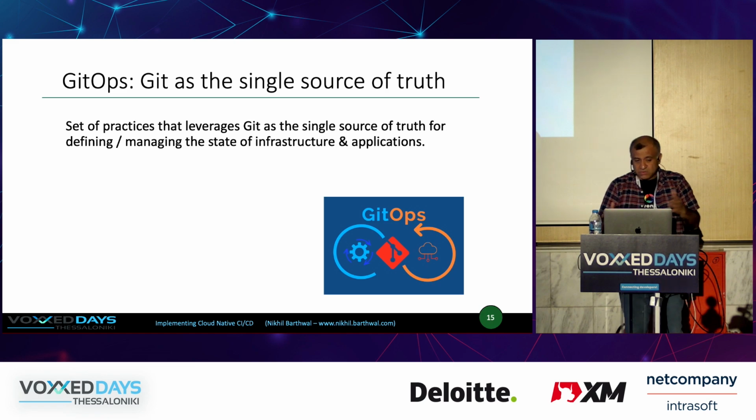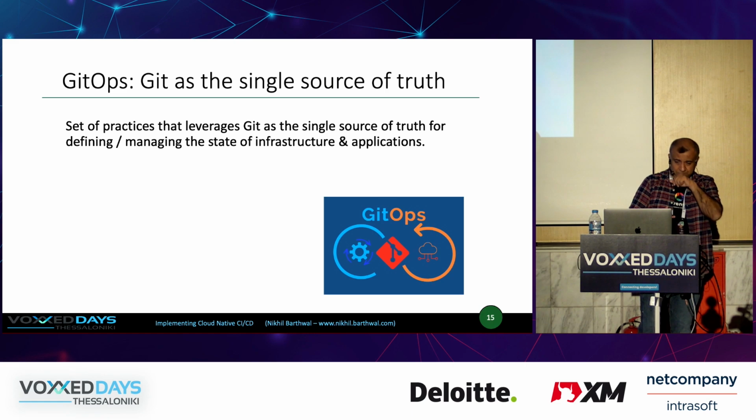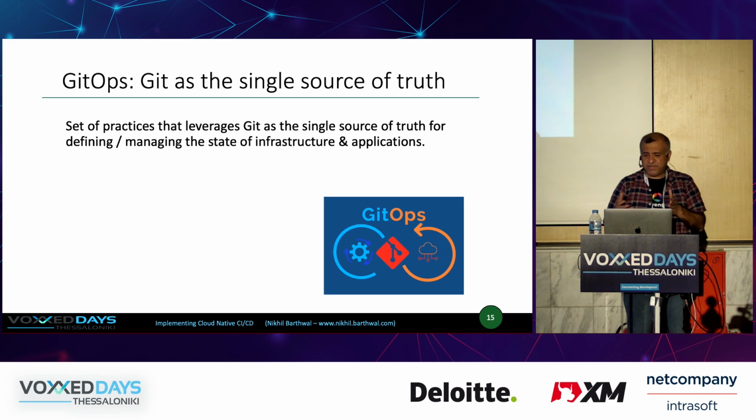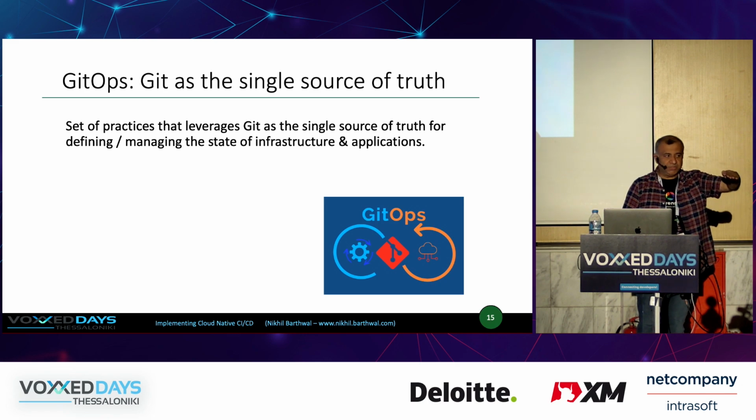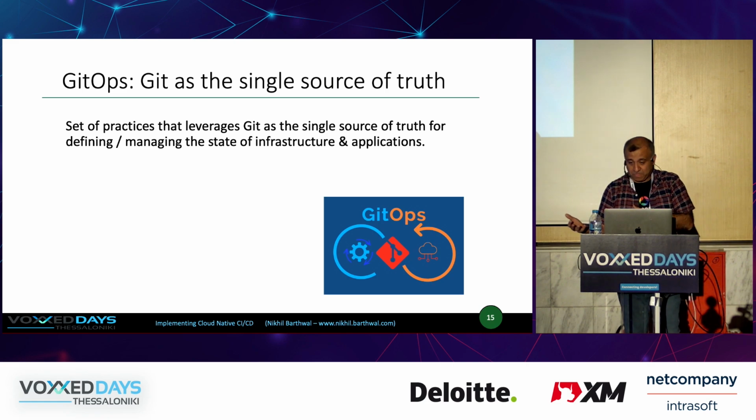And then GitOps is essentially a set of practices that basically leverage Git as a source code for defining and managing state of infrastructure and application, because once your infrastructure is put in code, then there isn't a lot of difference between what is an application and what is an infrastructure, because at the end of the day, it's just code, right?